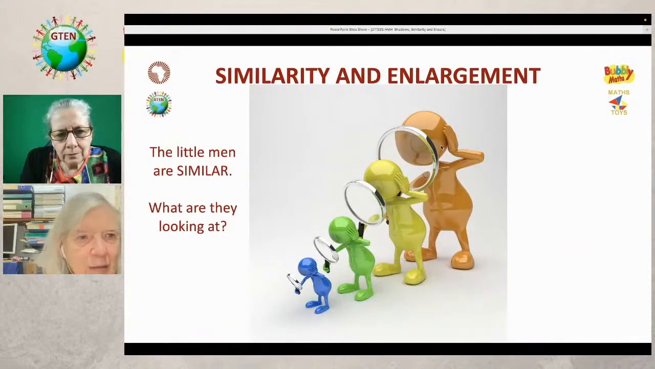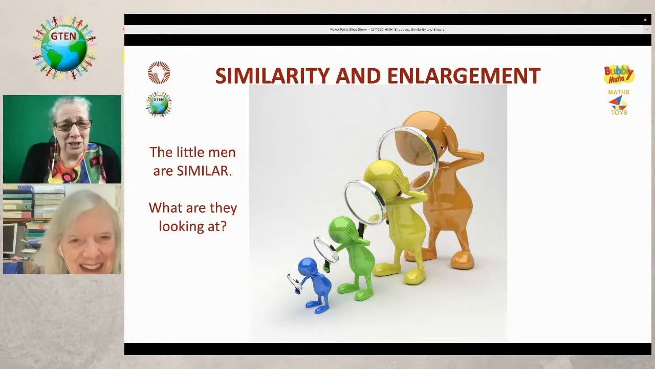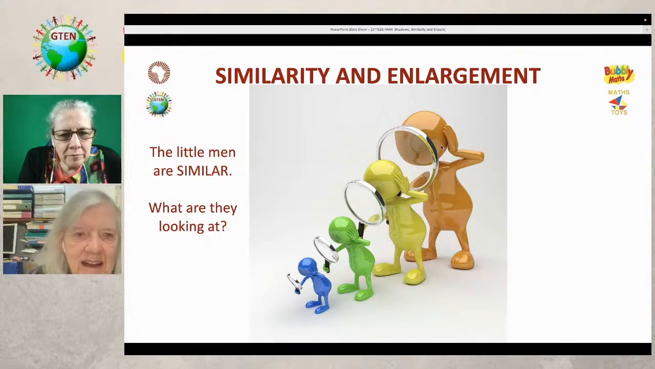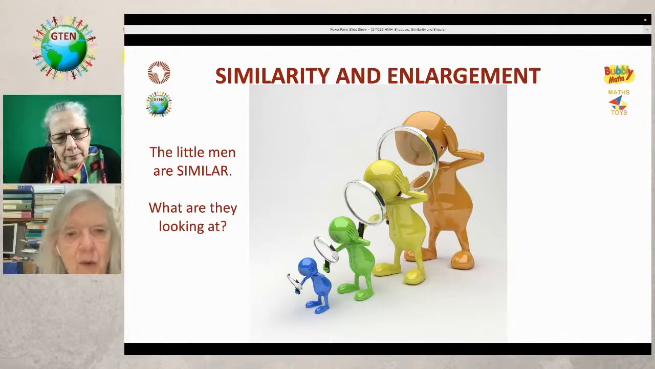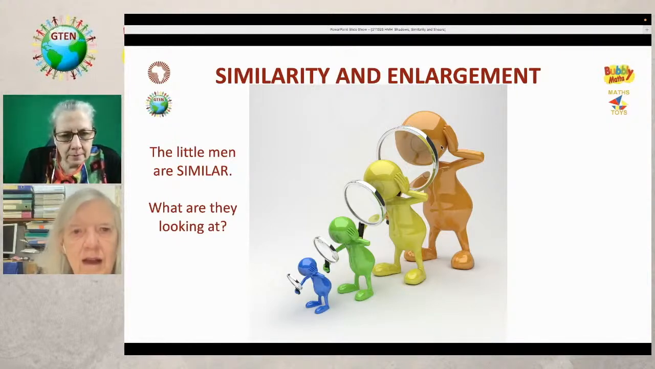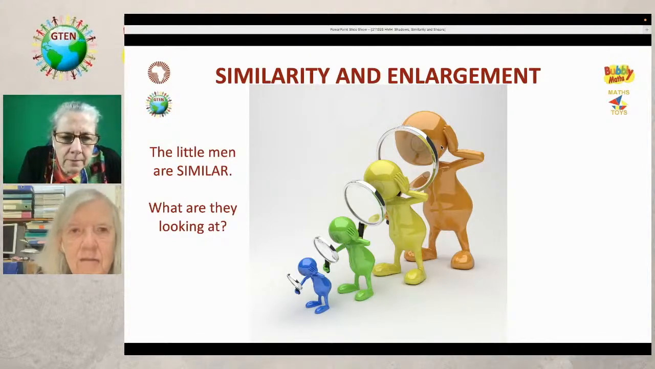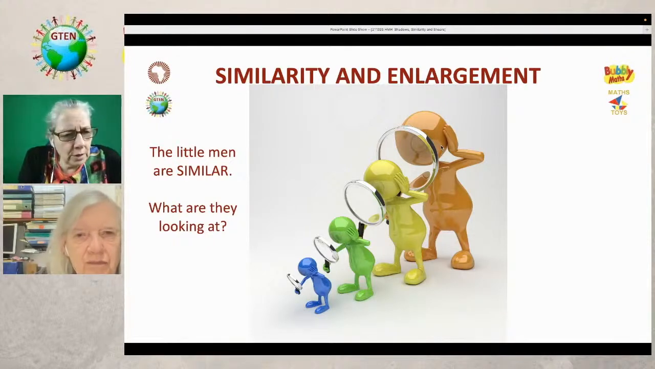I just love these little people. Yeah, me too. It's a fantastic image. Now they are similar, and you can see the little one, the blue one. You can imagine enlarging him to be the same as the green one, and then enlarging him a bit more, and he's going to be similar to the yellow, and a bit more, and he's going to be similar to the orange one. So they're enlargements, they're scale models. Yes, they are indeed, and they're all holding their left ear.